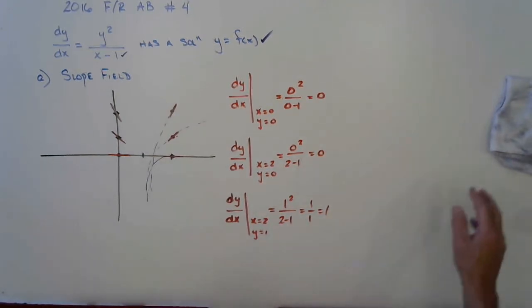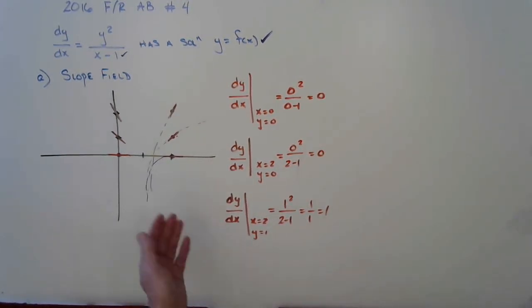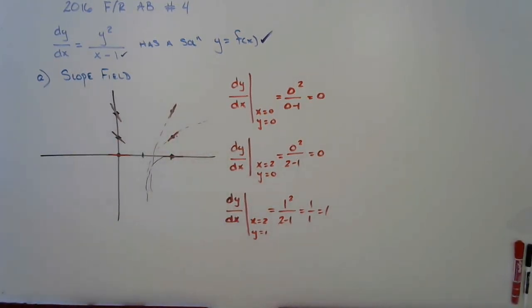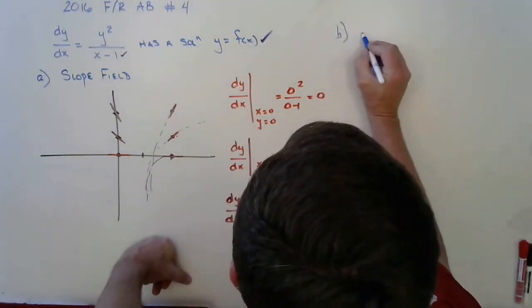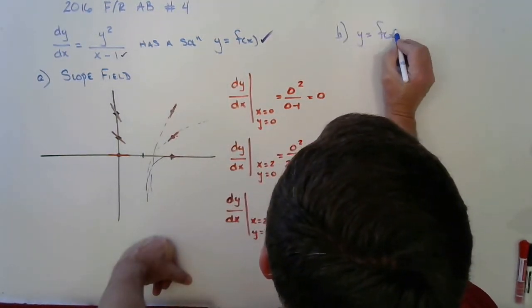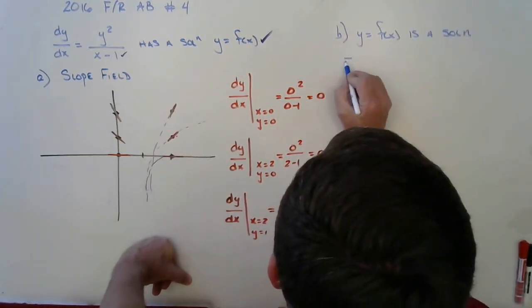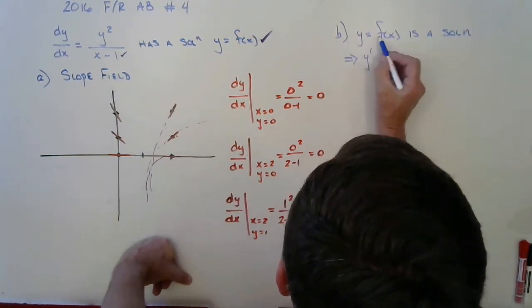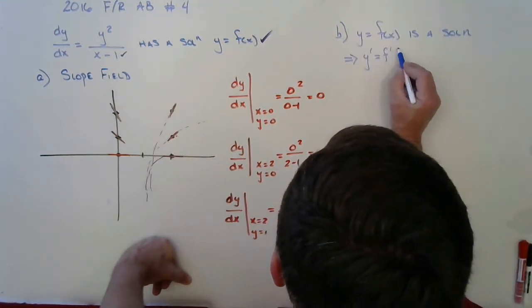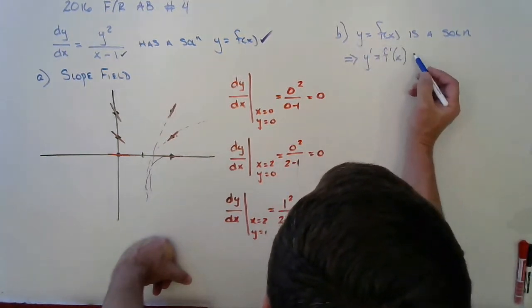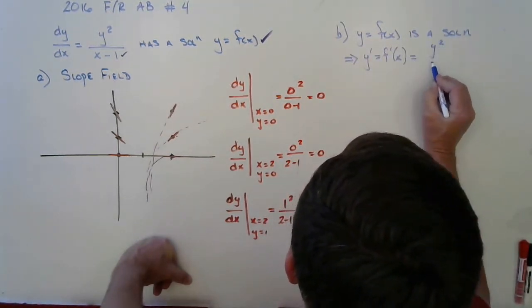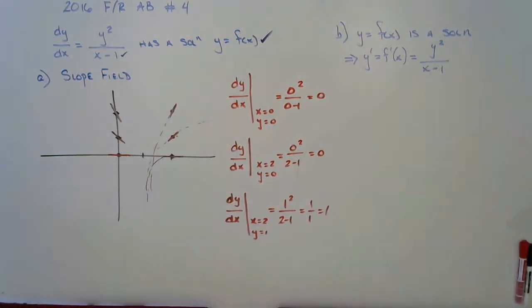Okay, so now let's take a look at part B. That's all we have to do in part A, is draw those slopes, and we're done. That's why a slope field is a great question to have on the AP test. Part B says, y equals f of x is a solution to your differential equation. Now, what does that mean? That means when I take the derivative of this, y prime or f prime, whichever way you want to say it, I'm going to get y squared over x minus 1. That's what the problem says.